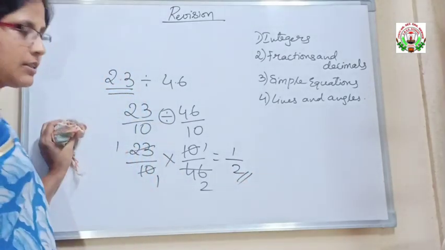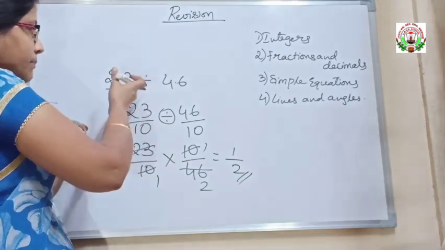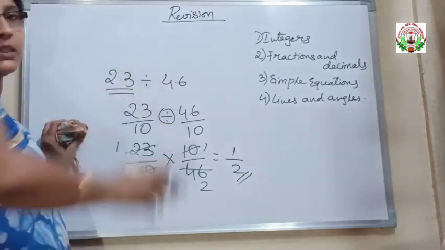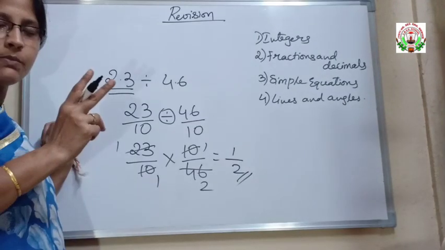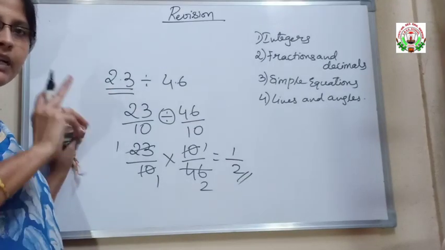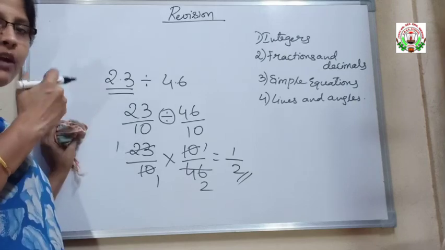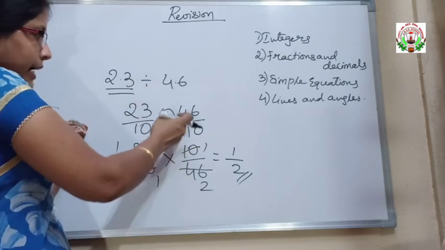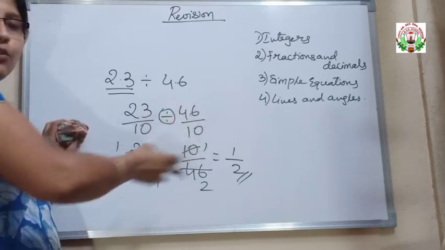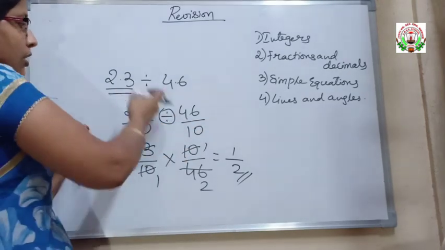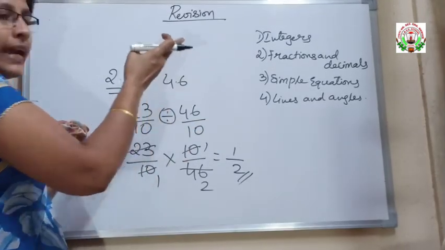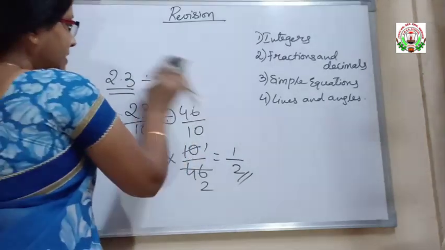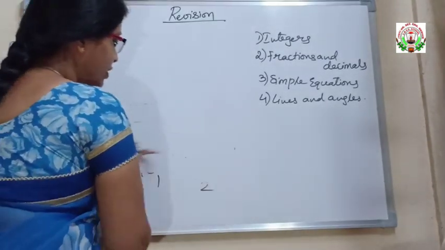This is your answer. This is your division of two decimal numbers. When division of two decimal numbers is given, you have to write the decimal numbers into fraction form. You have to change the division sign into a multiplication sign, write the reciprocal, and then you just have to solve it. This is your decimal. So we have completed our fractions and decimals also. Next comes the simple equations.